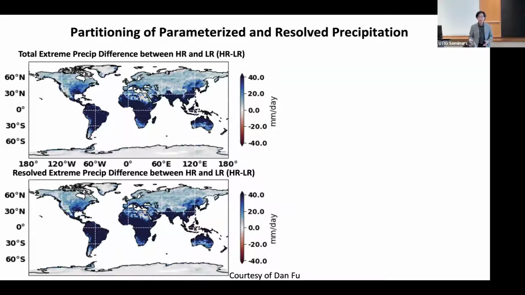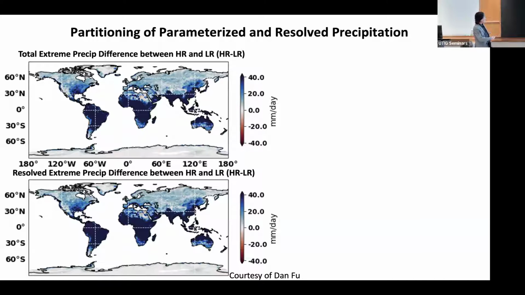So the question is why the high resolution model is doing much better than the low resolution model, right? We dug into this issue a little bit in our research to find out why that's the case. It turns out that when we increase the model resolution from 1 degree to 1/4 degree, there is a very significant change in the partitioning of the parameterized and resolved precipitation. When we increase the resolution, there is a significant increase in the large scale resolved precipitation.